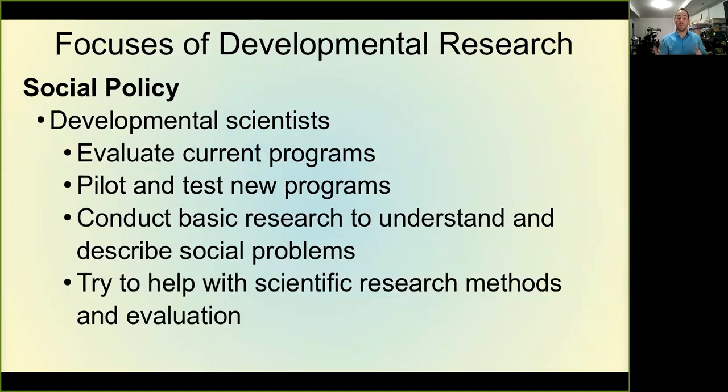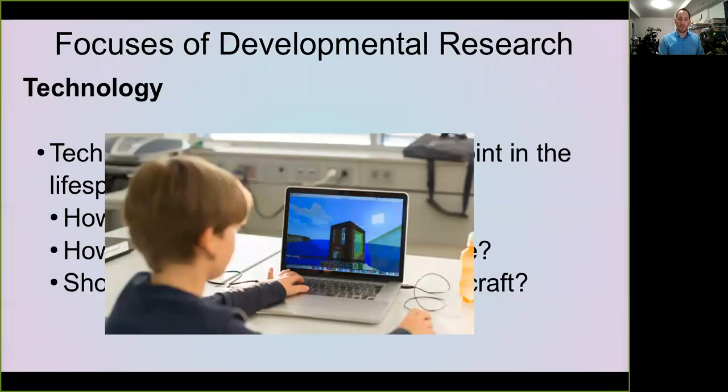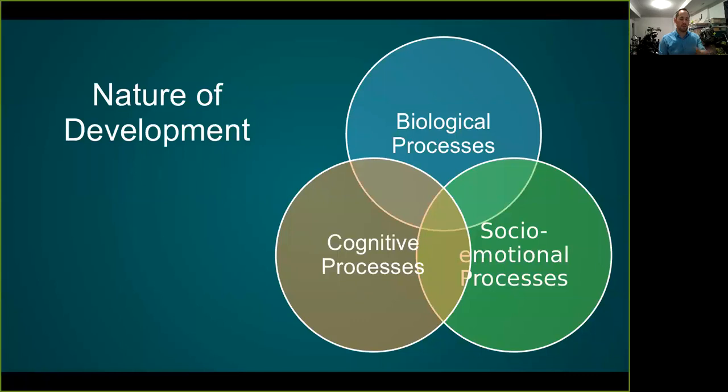So with that, developmental scientists do a job to evaluate a lot of current programs. They pilot and test new programs. They try to see what things do help kids get a better education, lead a better life later on, those types of things. So technology, human thriving, we mentioned some examples there. So these are the three little bubbles. And our chapter kind of splits these off into separate sections.